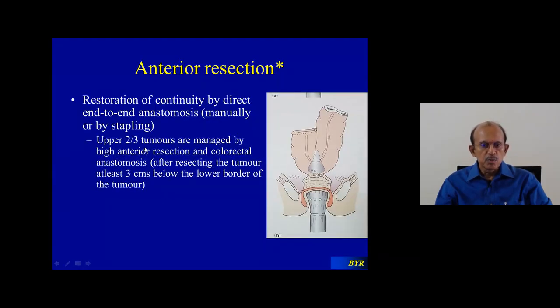Upper two-thirds tumors are managed by high anterior resection. High anterior resection means the upper two-thirds of the rectum are removed, and a colorectal anastomosis is done. You can see this is the colon and the remnant of the rectum. So colorectal anastomosis is done.